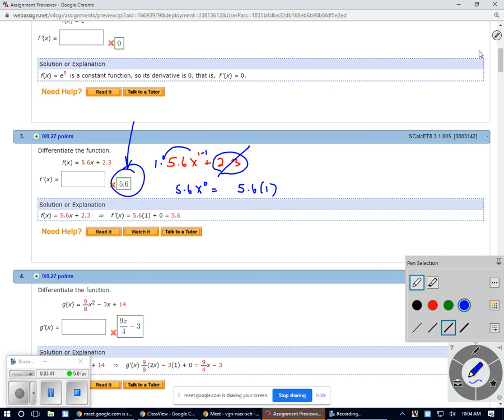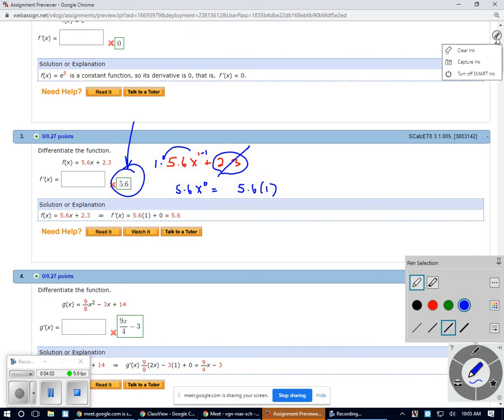The idea is you have to write your variables as an exponent. Multiply it in front, subtract 1. Now sometimes it's a fraction and you got to subtract 1, but still, multiply it in front, subtract 1.